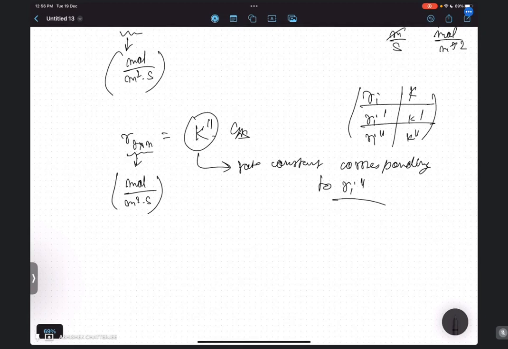Clear? This thing is clear, no? Just the unit will be changing. What will be the unit of K dash, the K double dash? What is the unit of your concentration? It will be mole per meter cube, no? So for balancing the unit, K double dash must be equal to meter per second.